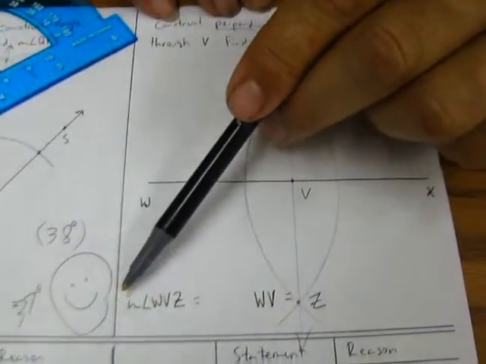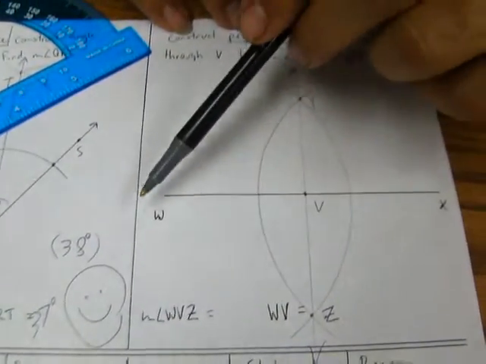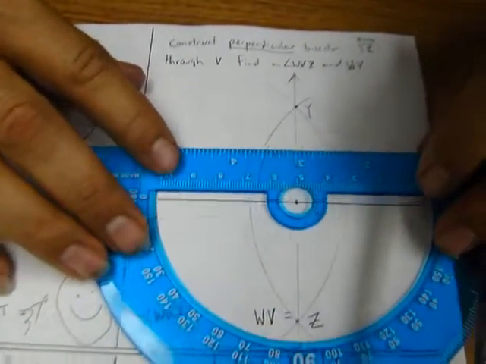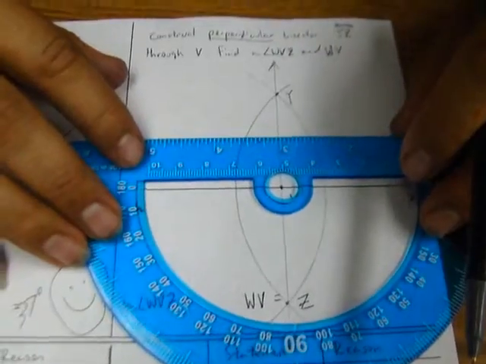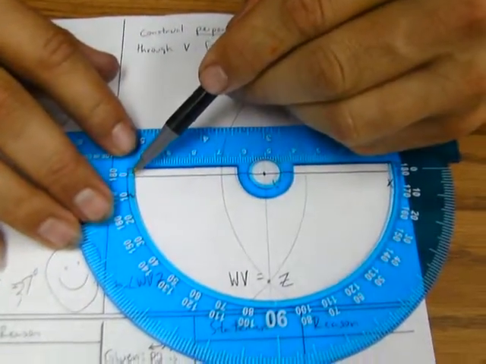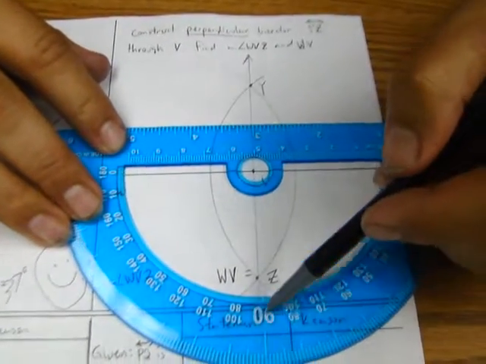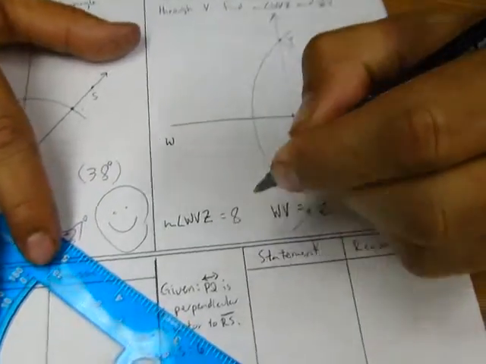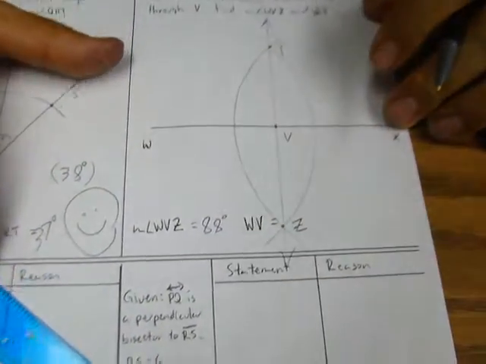Aha. So what is the measure of angle WVZ? Well, here's W, here's V, here's Z. If I need to measure this, and I do, I line it up again with the vertex in the center of the hole with one side lined up to 0 and look at it. Is it 90? It's pretty close. It's about 88 degrees, 89. I'll go with 88 degrees.